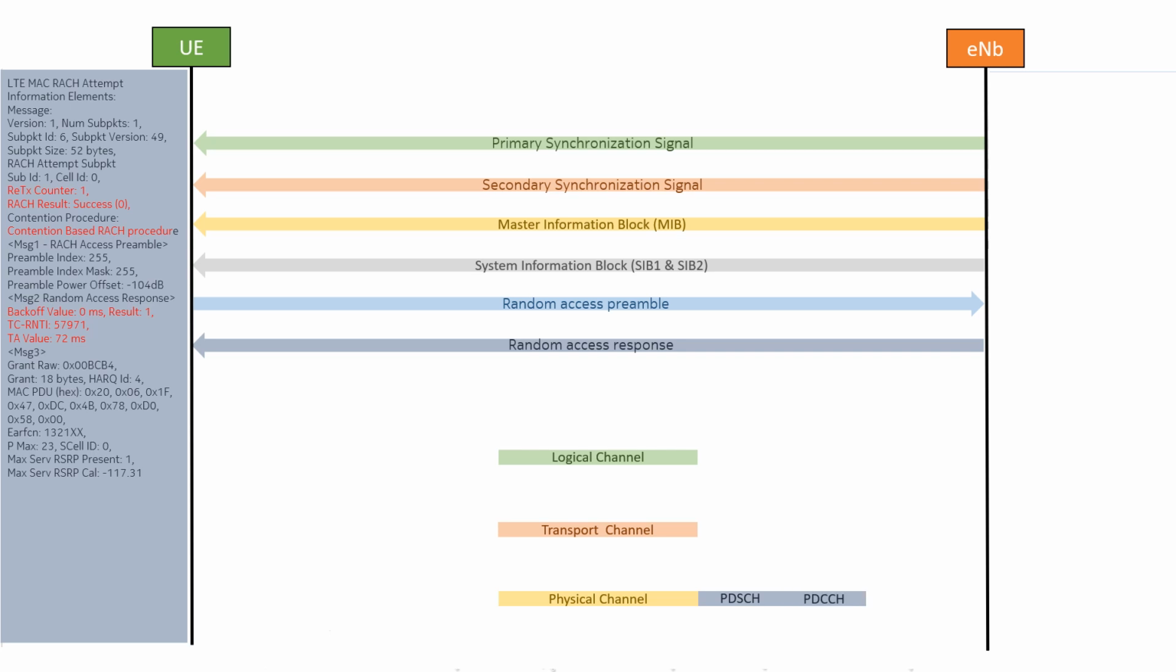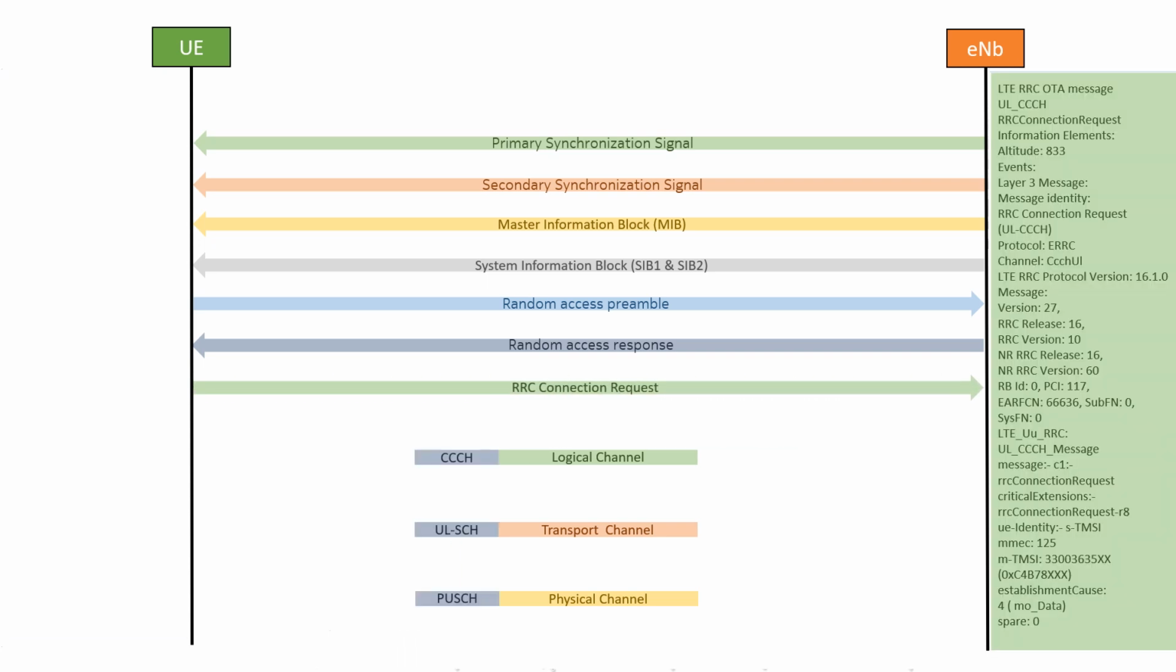Step 2, Random Access Response. The eNode B sends a random access response message using the physical downlink shared channel. The random access response message contains information such as timing advance, uplink grant, and temporary C-RNTI.